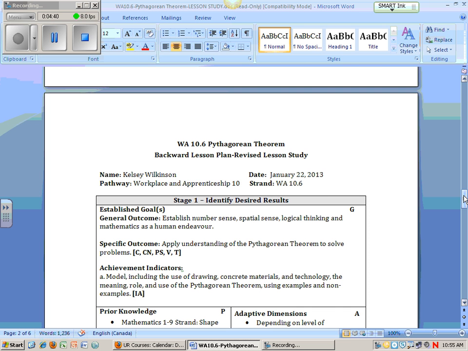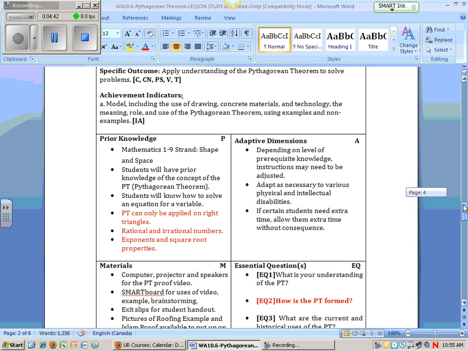Okay, so I'm going to be going through what we changed in the lesson plan. For our prior knowledge, we thought we should go more specific into what students should know, so that the Pythagorean theorem can be applied on right triangles, rational and irrational numbers, and exponents and square root properties. They should all know that beforehand. So just being very aware of what they should know.